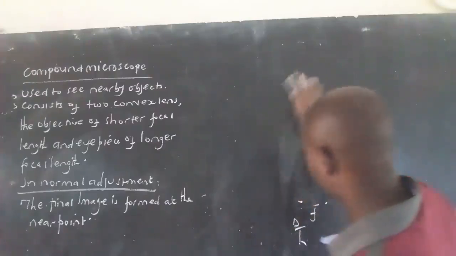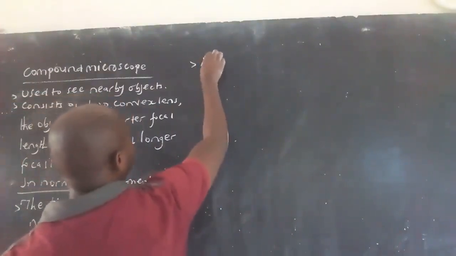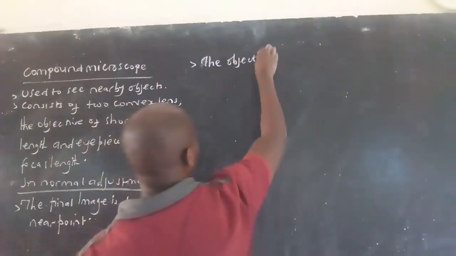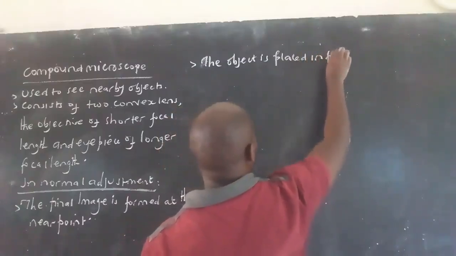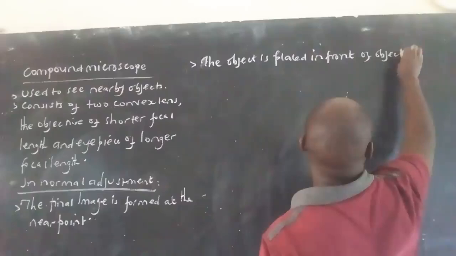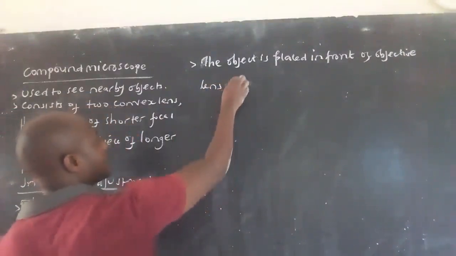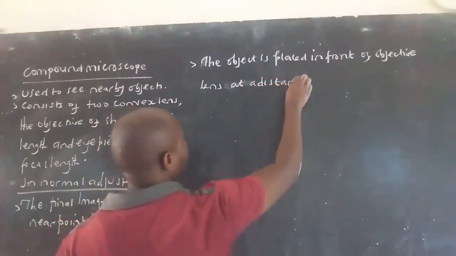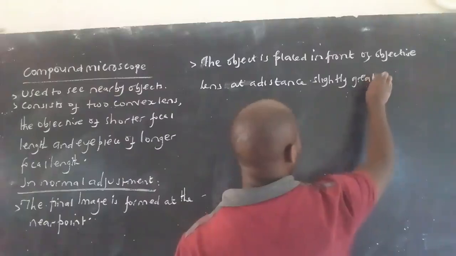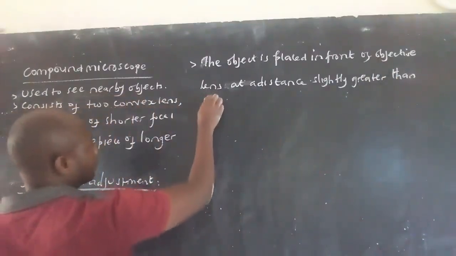Then we explain. That's one. Next, we shall say the object is placed in front of the objective lens at a distance slightly greater than its focal length.